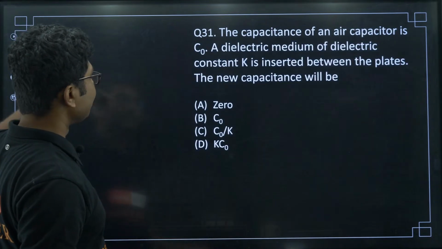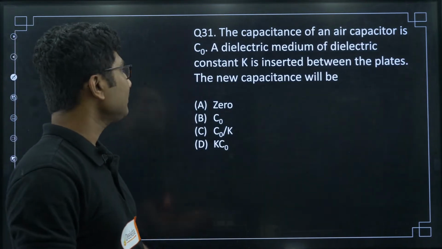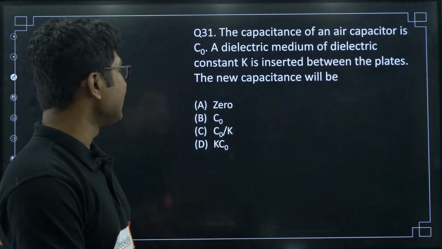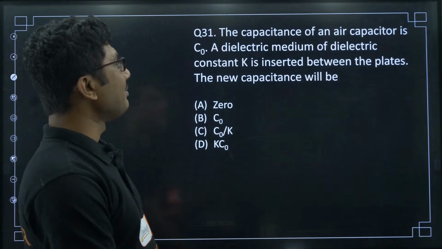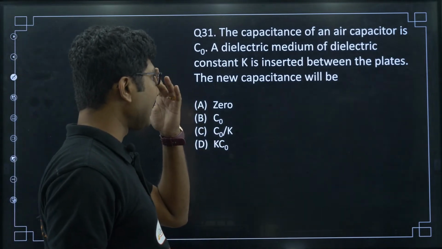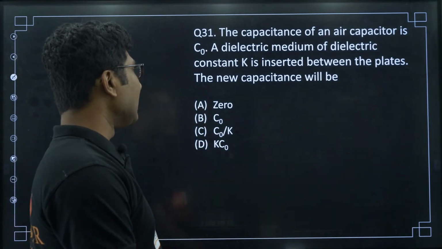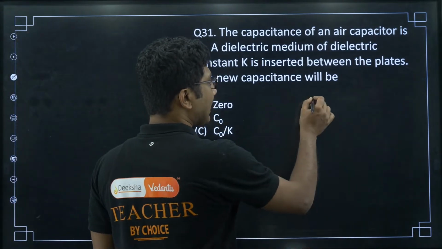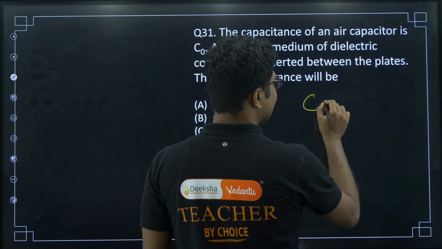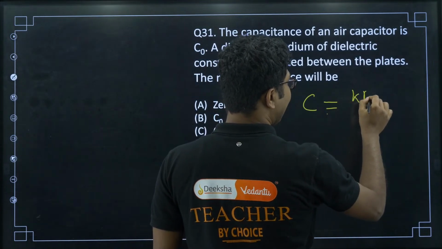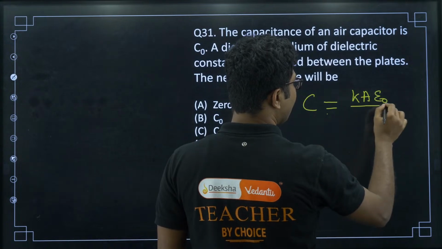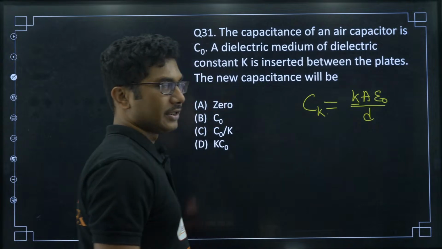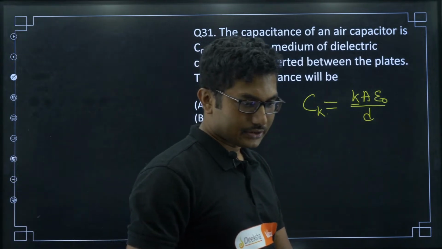Now, next question 31. The capacitance of an air capacitor is C naught. A dielectric medium of dielectric constant K is inserted between the plates. The new capacitance will be, very interesting question. So, you have to remember that capacitance is given by K A epsilon naught by D when a dielectric is present. Now, you tell me the answer.